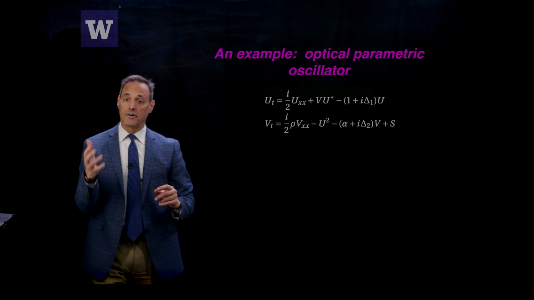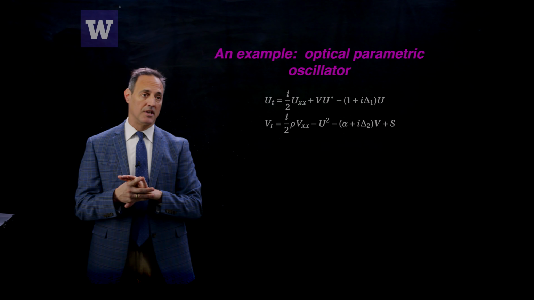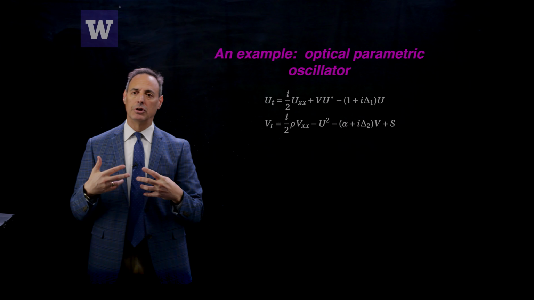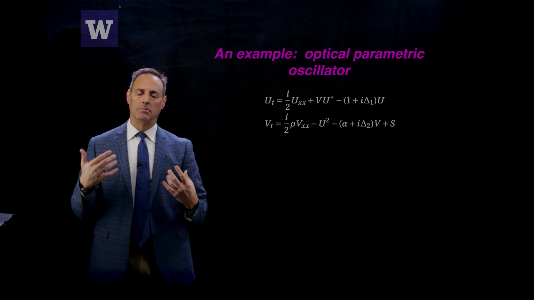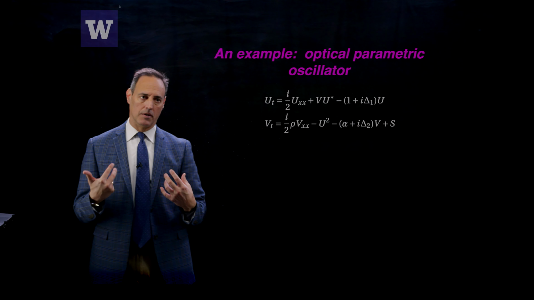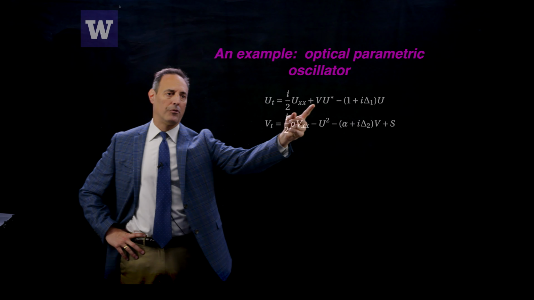Let me give you another example. Again, there's a lot of algebra involved with this example, but I'm just going to highlight the results for you, since the process is the same throughout. This example is called an optical parametric oscillator. It's a coupled PDE system. They're coupled through the complex conjugate.